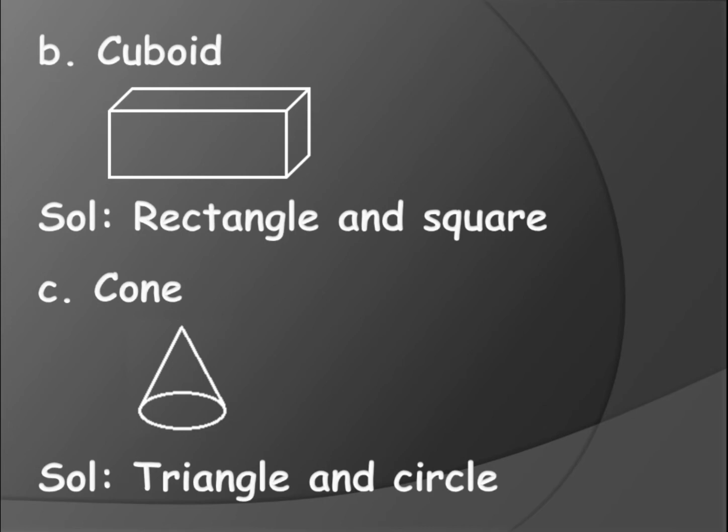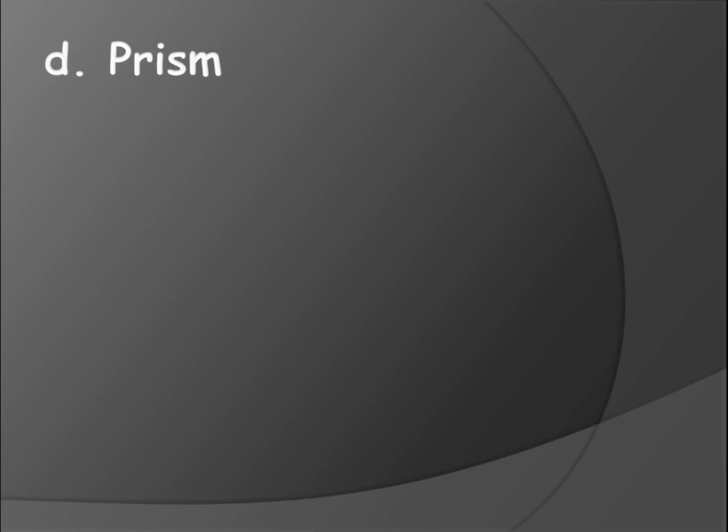Cube, cuboid, cone. Next you have a prism. So a prism is like this, children. An example would be a paperweight. A paperweight might be an example of a prism. You can see very few examples of prisms, children. One of them is the paperweight.